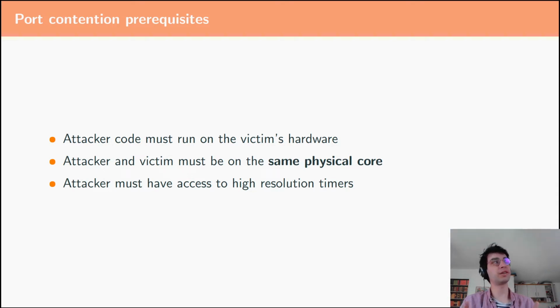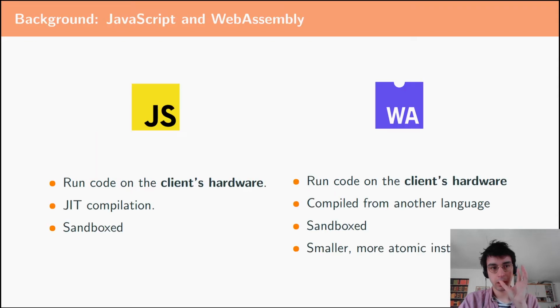We are talking about a few cycles of differences, so we need timers with a resolution of around 10 nanoseconds mainly. Now, I've mentioned that our attack runs in the browser, so we'll talk a bit about the languages we use to do it because they are a very important factor in this paper.